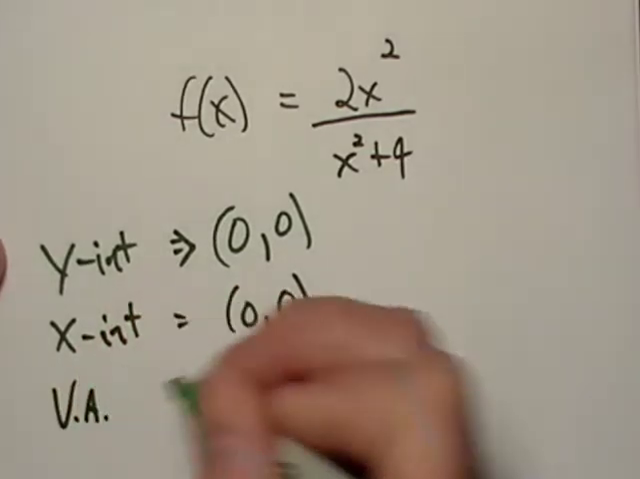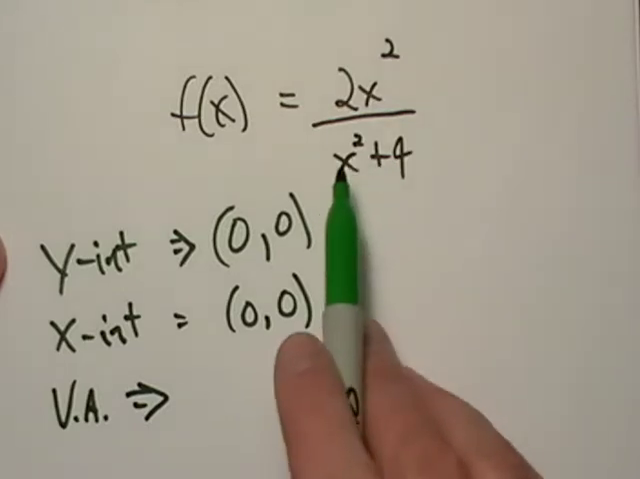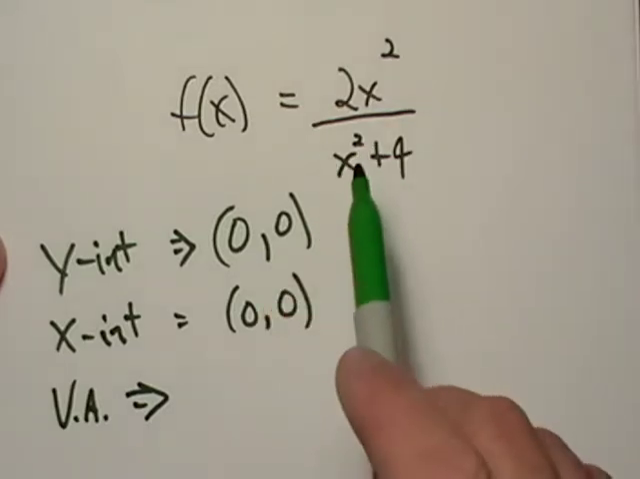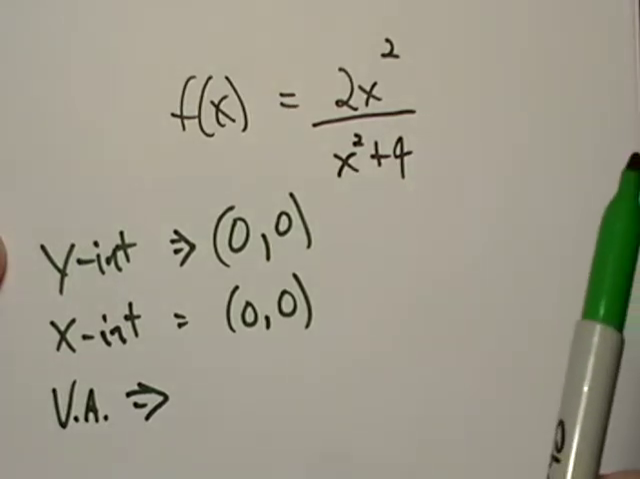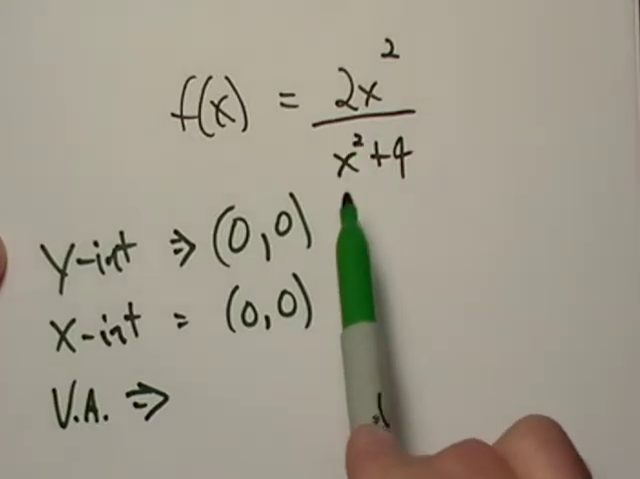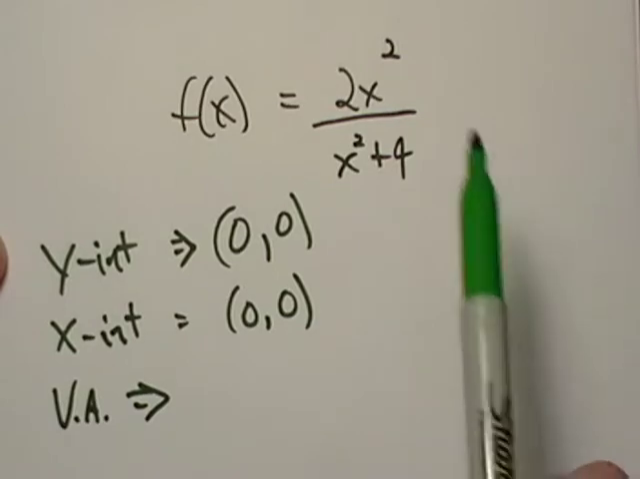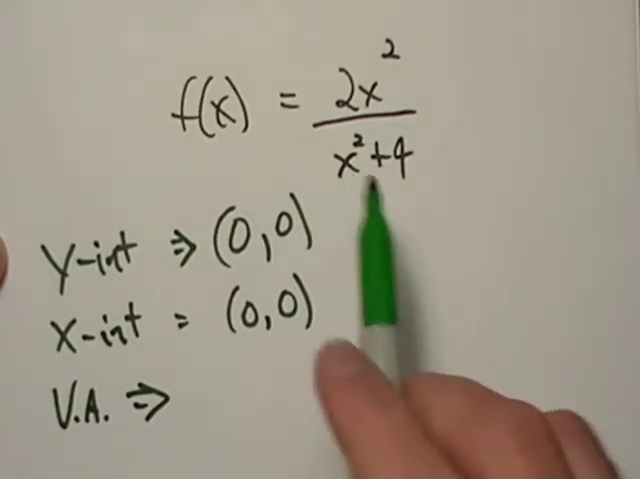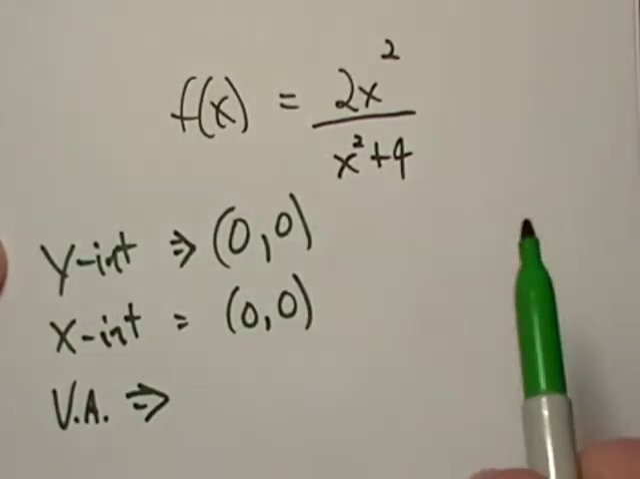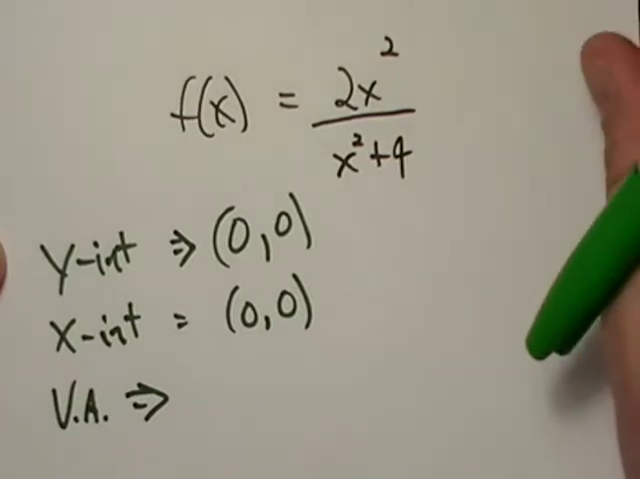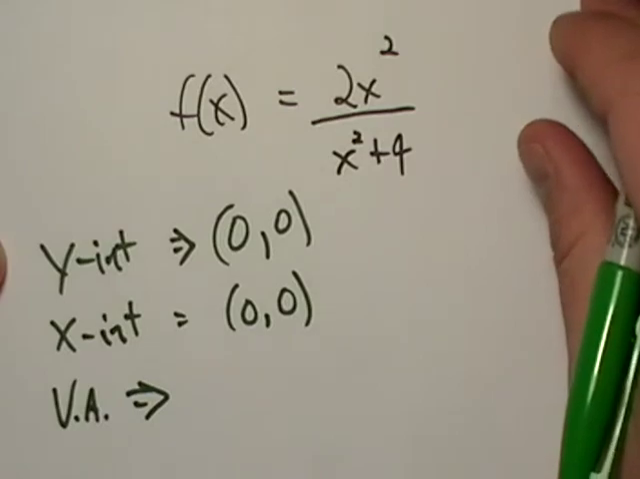What about the vertical asymptote? That's going to happen when the denominator is 0. And notice how no matter what value I choose for x, this denominator is never going to be 0. If I put negative 2 in here, negative 2 squared is 4, plus 4 is 8. 1 squared is 1, plus 4 is 5. It looks like this thing will always be at least 4. Even if I put 1/2 in there, I get 4 plus 1/4.